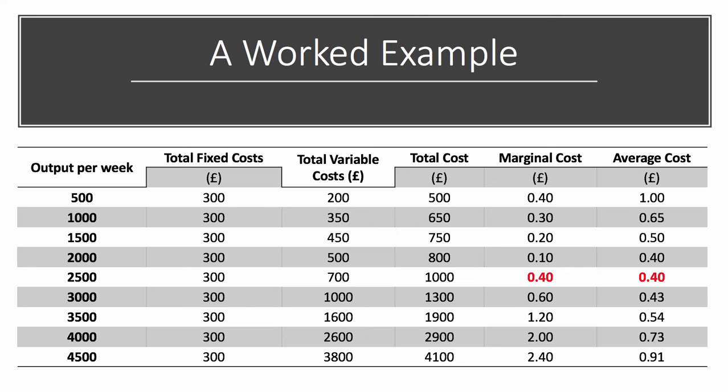But down the middle, when we go from 2,000 to 2,500, the marginal cost is 40p. The previous average was 40p. So if the marginal is equal to the average, then the average stays the same, doesn't it?